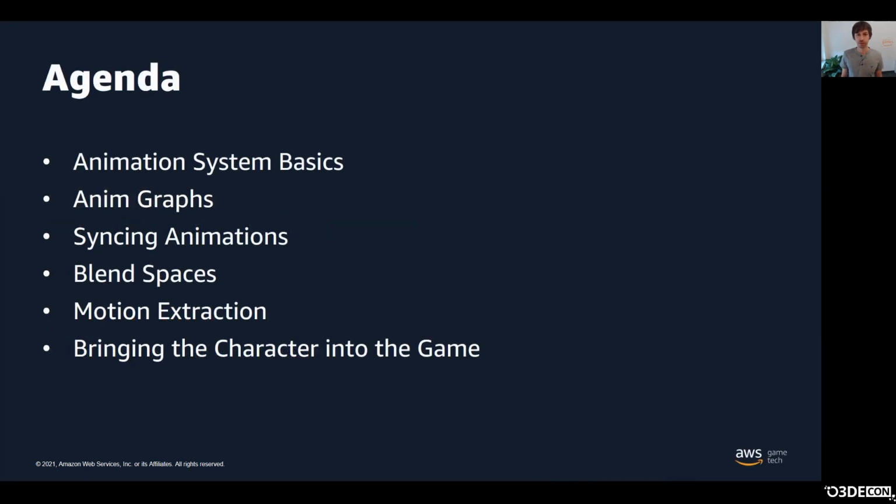We'll start with some basics on the Emotion FX animation system. We'll talk about the main concept of it, called anim graphs, build our first small anim graph and get a character walking. We'll talk about syncing animations and how we can use blend spaces to take our character to the next step towards locomotion. We'll do a quick excursus on motion extraction. And lastly, we'll use Script Canvas to connect the gamepad and get our character moving around the level.